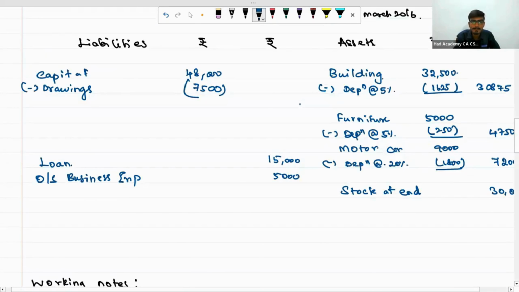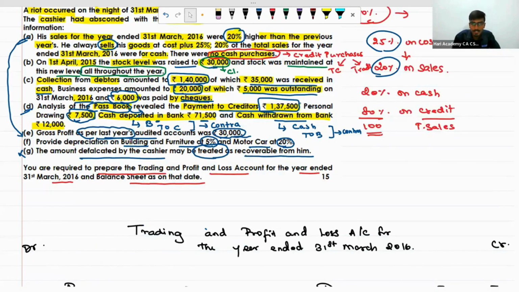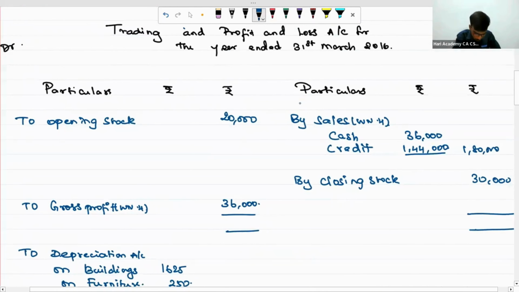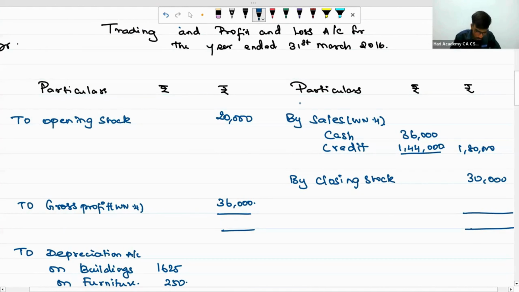Next, these adjustments are done. Both adjustments we have done, everything we have sorted out. Gross profit we have done. Depreciation adjustment we have done. The amount defalcated by the cashier and recoverable from him was done. Now our answer is done. We are just going to close our books of accounts, close everything and put it further.